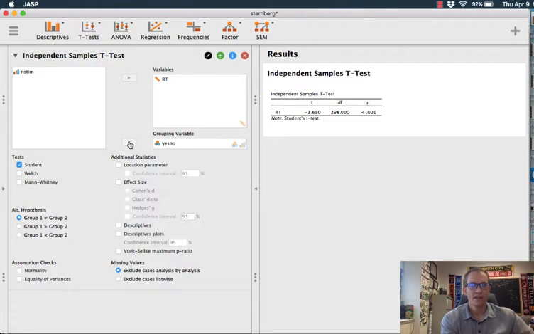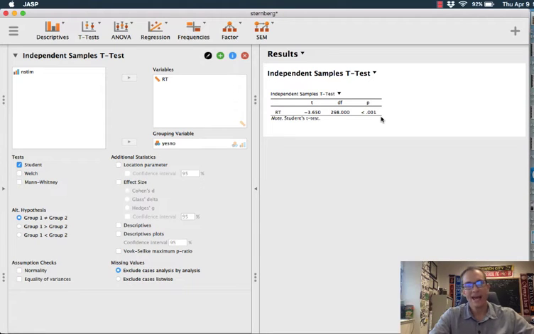Okay. So once I do that, there's really not much else to do because JASP automatically produces the independent samples t-test for me and gives me the t-score, the degrees of freedom, and the resulting p-value. So as you can see very quickly, I've got a t-score of negative 3.65 on 298 degrees of freedom. It's because our sample size was huge here. And the p-value is less than 0.001.